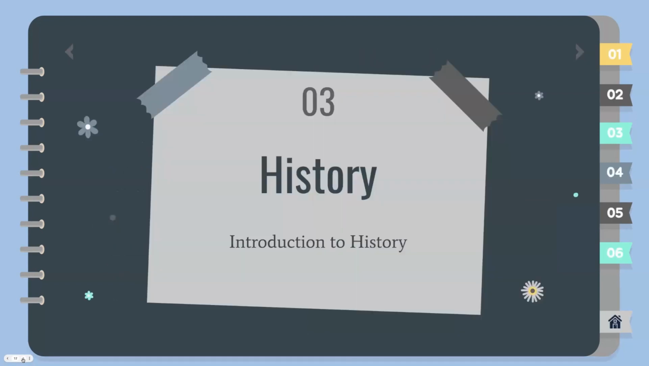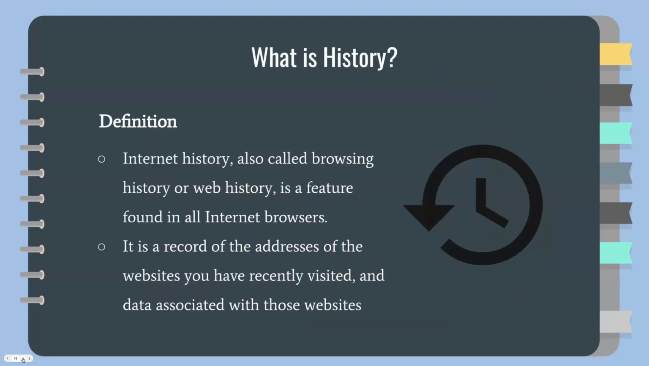Now we're going to have a little introduction to history. Well, the definition of history is also called browsing history or web history, and is a feature found in all internet browsers. It is a record of the addresses of the websites you have recently visited and data associated with those websites.